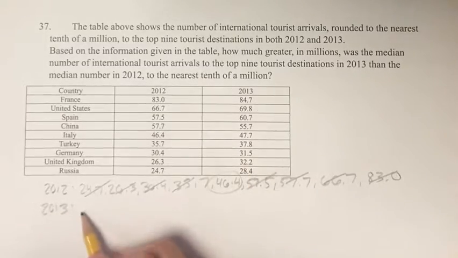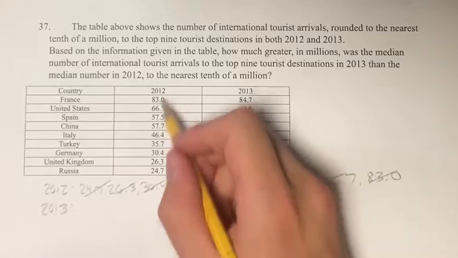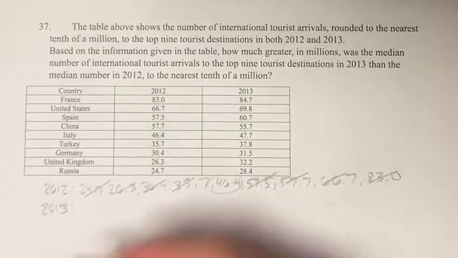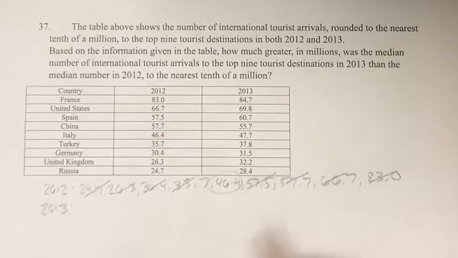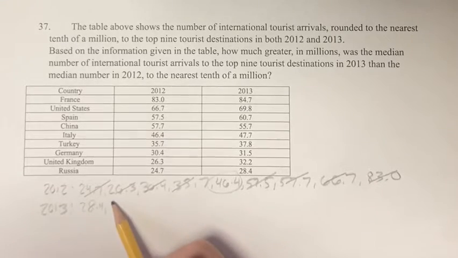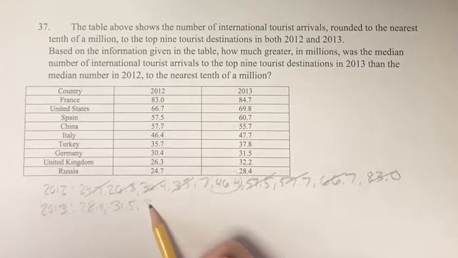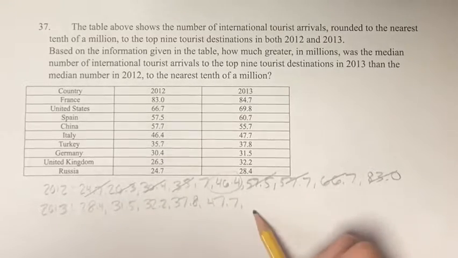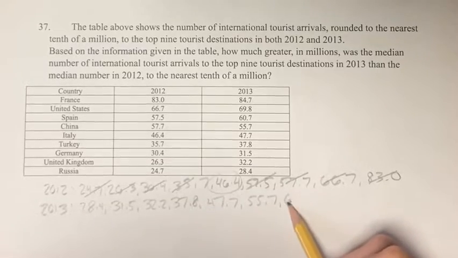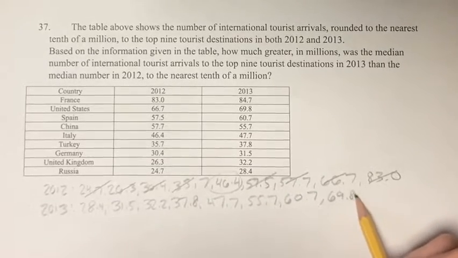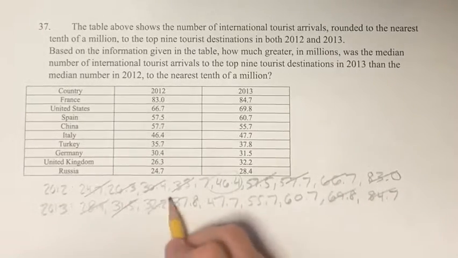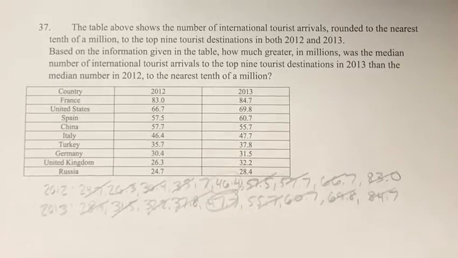So going in increasing order, it's almost the exact order of the actual order of the list, but like Spain and China are flipped, for instance. So going in increasing order for 2013, we have 28.4, 31.5, 32.2, 37.8, 47.7, 55.7, 60.7, 69.8, and 84.7. Again, we just cross off numbers until we reach the middle value of this list, which is 47.7.